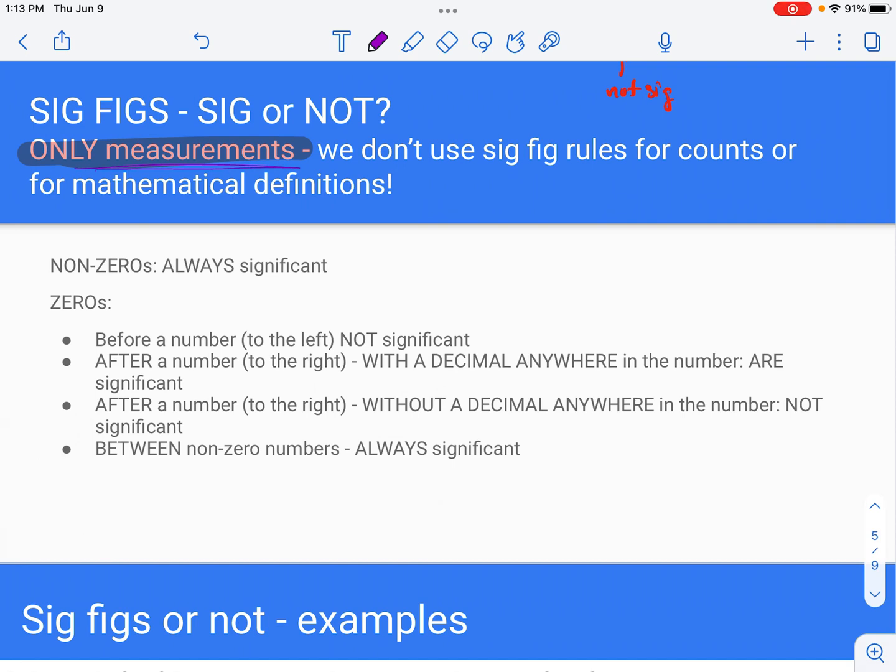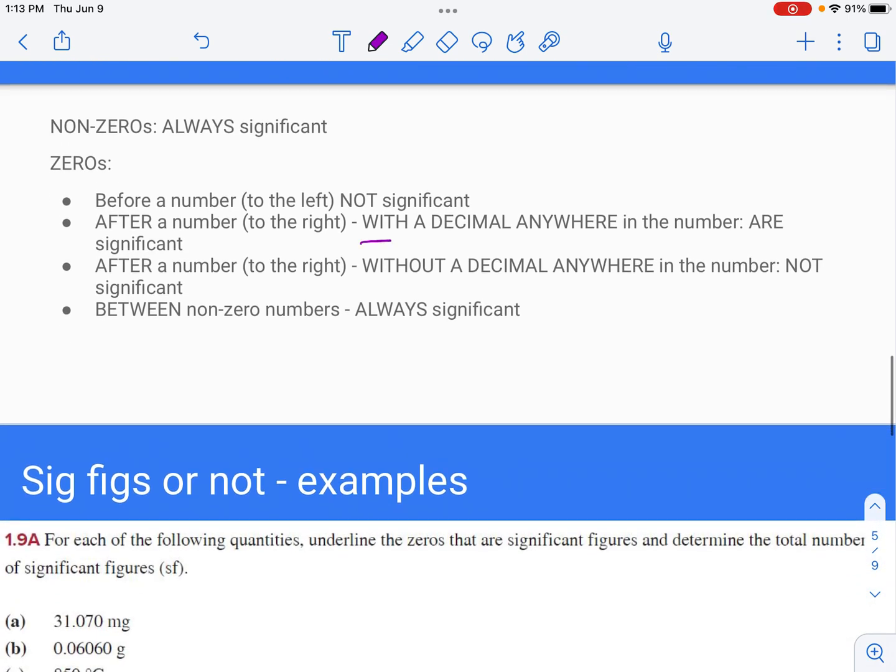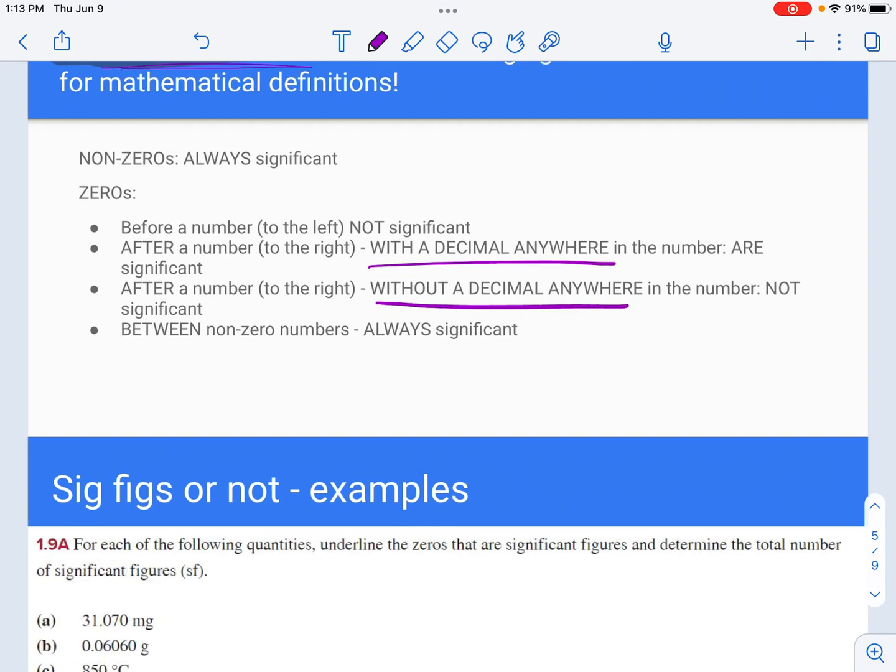You have to know about those zeros. Non-zero numbers are always significant, but you need to know about the zeros. So a zero before a number, to the left of any non-zero numbers, is never significant. It doesn't matter whether there's a decimal or not. Before the number is not significant. After non-zero numbers, to the right, if there's a decimal anywhere in the number, then those digits, zeros to the right of all your non-zero digits, are significant. But if there's not a decimal in the number anywhere, and it has to be a written decimal, not implied, then they're not significant. And then finally, zeros between non-zero numbers are always significant.